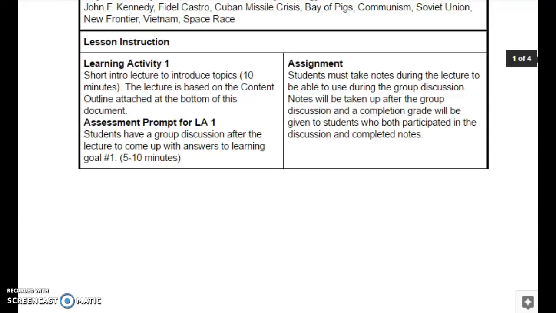So for the assignment, students have to take notes during the lecture, and that will be taken up. And a completion grade will be given to students. It won't be a graded assignment where, if they don't have a certain thing, they're going to get points off. But as long as they're participating in taking notes for the lecture, and as long as they were using those notes and discussing, they will get a completion grade.